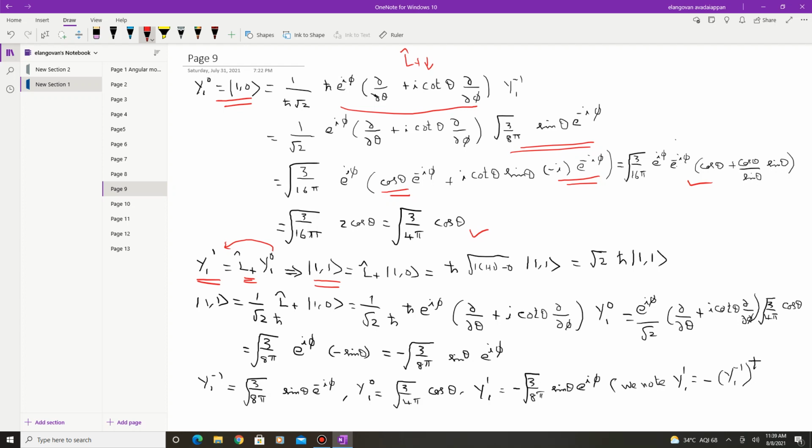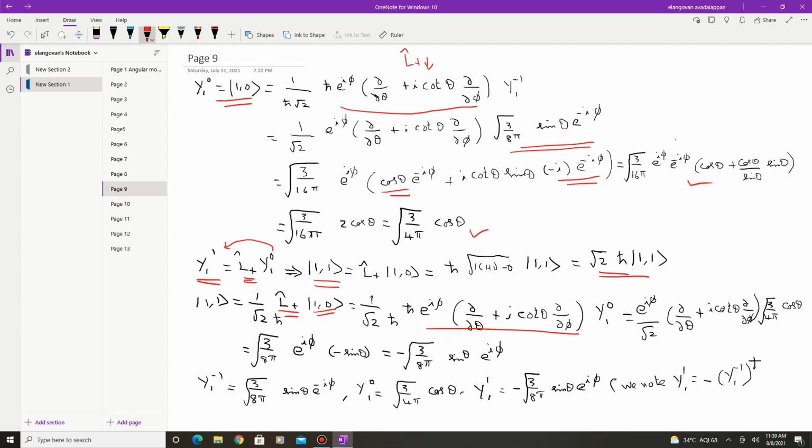This reduces to square root of 2 h cross Y(1,1). So Y(1,1) can be 1 by square root of 2 h cross L plus Y(1,0). Again, you know the definition for L plus. We have already calculated this L plus, and Y(1,0) that we have already determined.